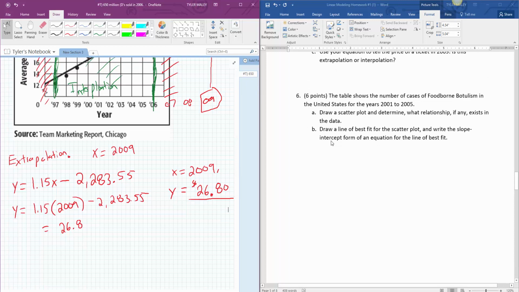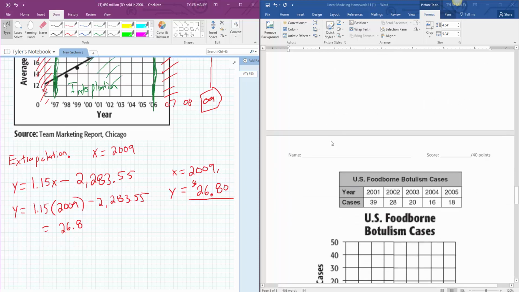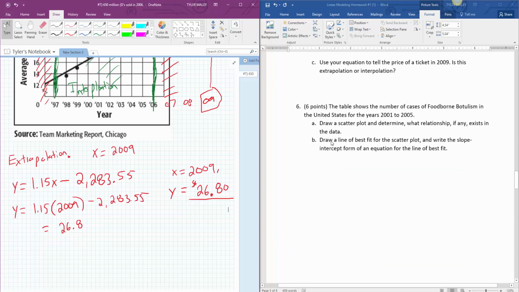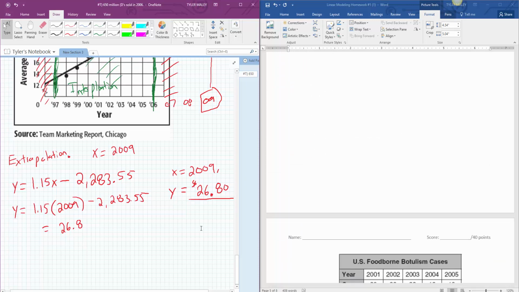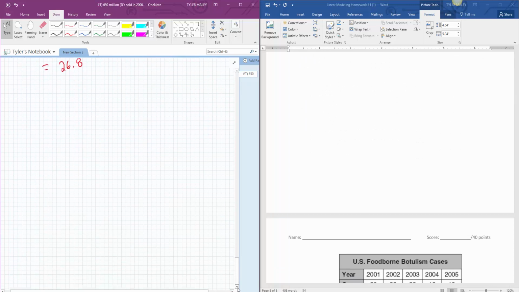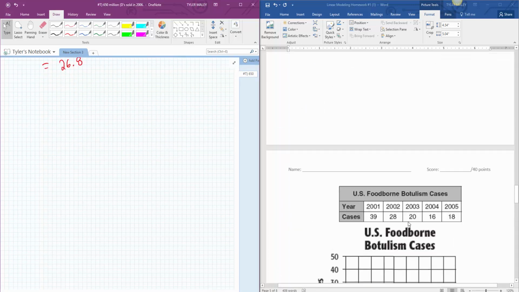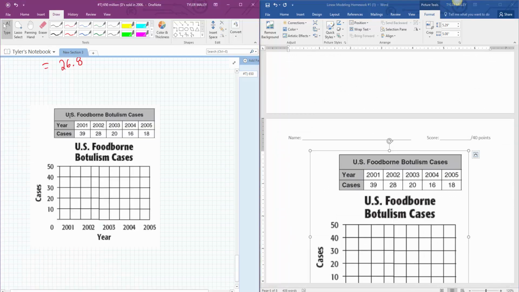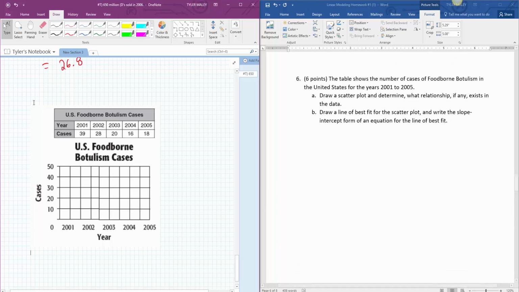All right, good. So number 6: draw a scatter plot and tell what relationship, if any, exists with the data. Part B, draw a line of best fit for the scatter plot and write the slope-intercept form of the equation. We can certainly do that. So this is number 6.